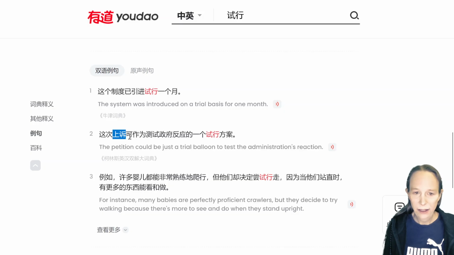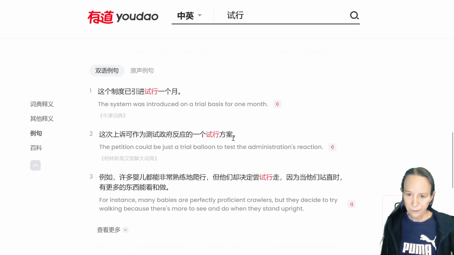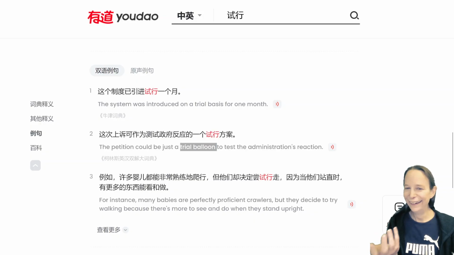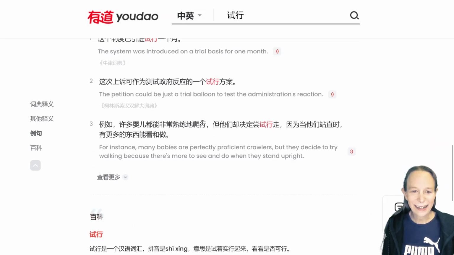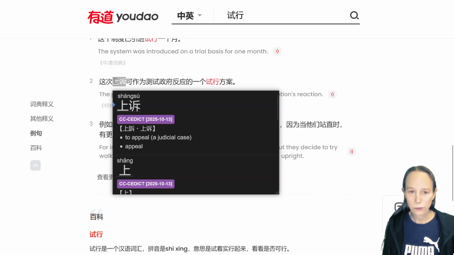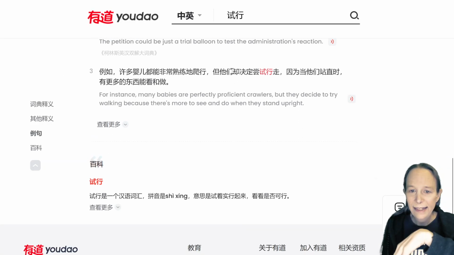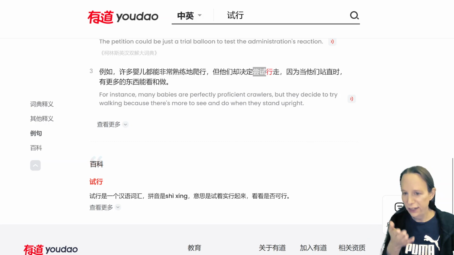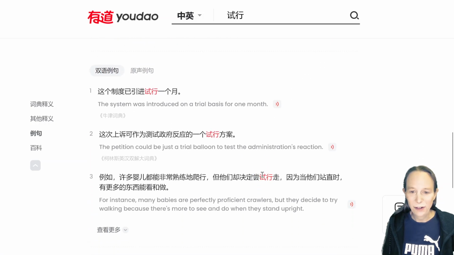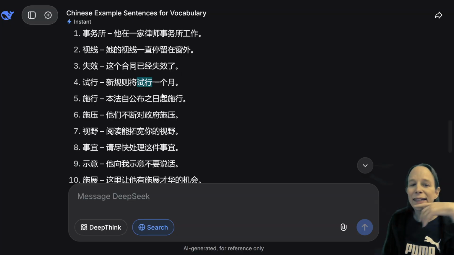这次上诉和作为测试政府反映的一个试行方案. A test case? What's a trial balloon? All right. Petition. So they said 上诉. Oh, petition in a legal sense, not in the sense of you sign it. All right. 但他却决定尝试行走. No, that's 尝试, not 试行, sorry. All right.